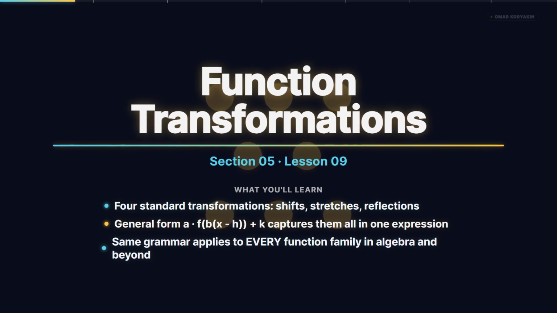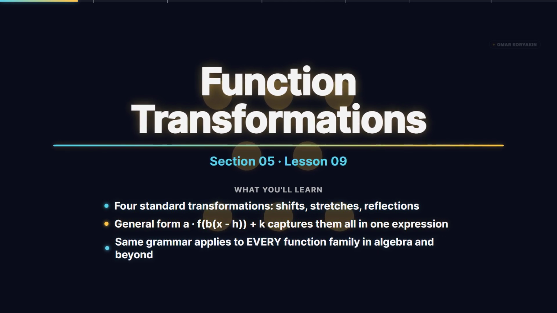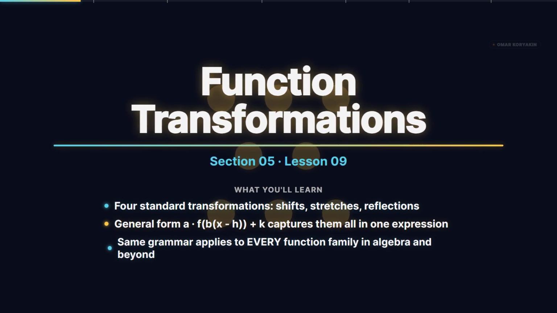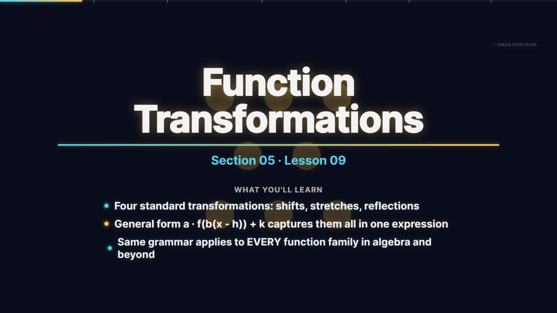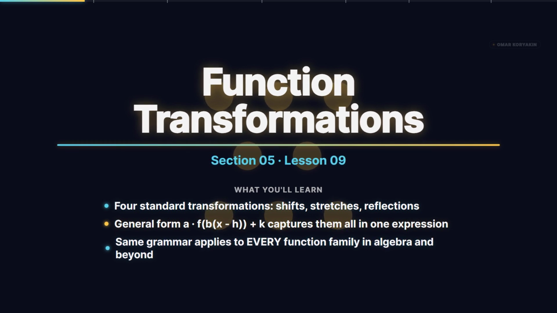Third idea, the same transformation grammar applies to every function family. Vertex form for absolute value functions, a times absolute value of x minus h, plus k, is exactly the general transformation form applied to the parent absolute value function with b equal to 1. Vertex form for parabolas, a times the quantity x minus h squared plus k, is the same. Square root functions, exponential functions, and logarithm functions in section 13 all use the same transformation parameters. The universality makes the transformation grammar one of the most useful unifying concepts in all of algebra and pre-calculus.